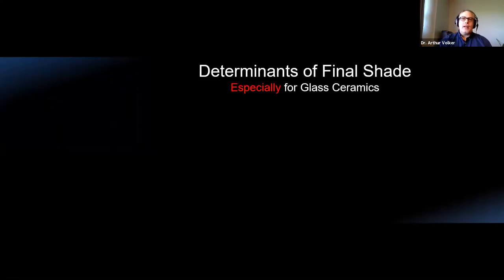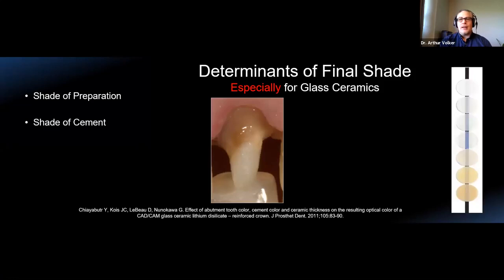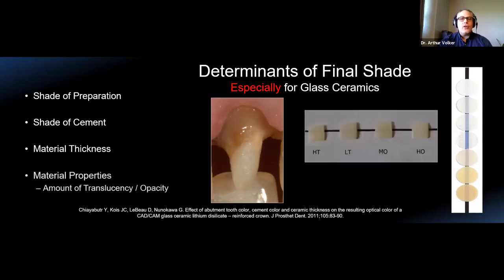So let's talk about glass ceramics and what will determine their final shade. Number one, obviously, is the shade of our preparation. Secondly, the shade of the cement, and the more translucent the restoration, the more of an impact that cement will have on the final outcome. Then the thickness of material, which I'll show you in just a moment. And then also the inherent property of the material. In other words, what will a high translucency look like versus a high opacity? And we can use that to our advantage.